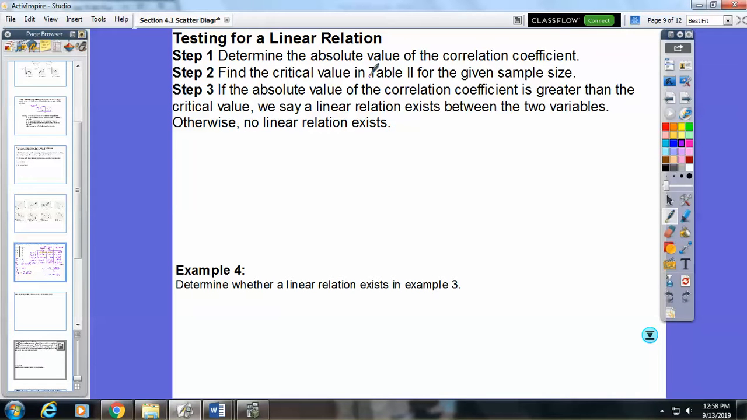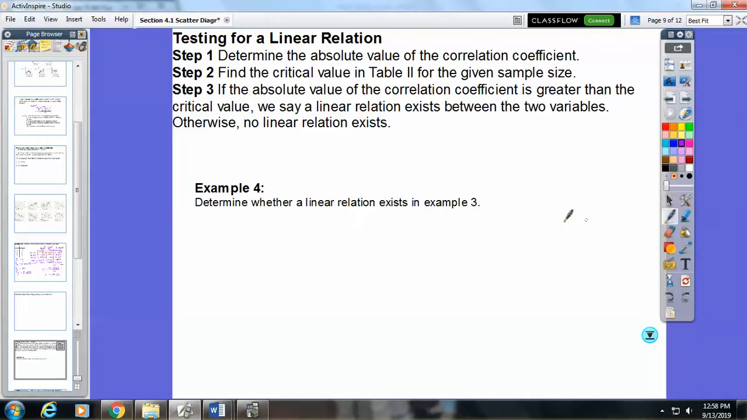So what we will do is find the absolute value of our correlation coefficient, absolute value of R. Then we will compare it to the table. And if the absolute value is greater, we say that there is a linear relation. So for our example, in example 3, we got our R to be negative 0.9456. So the absolute value of R would be positive 0.9456.